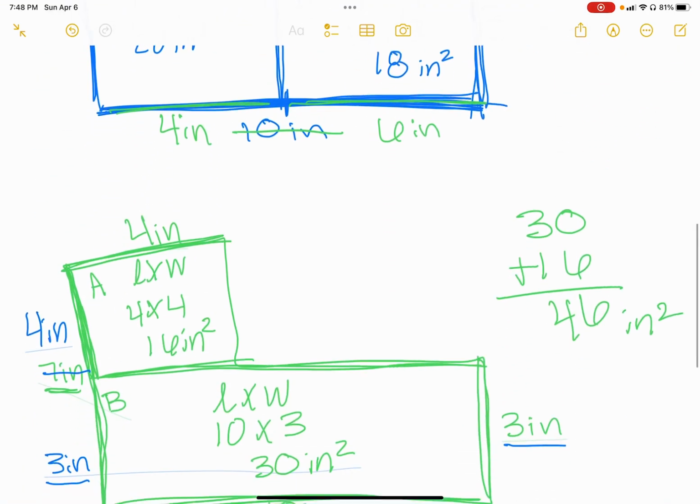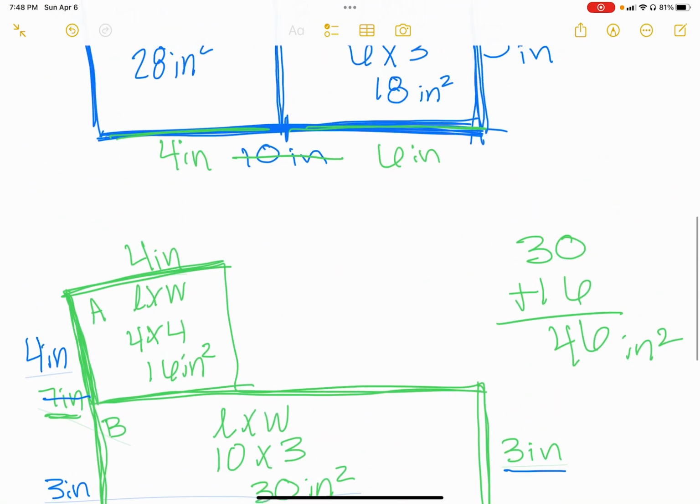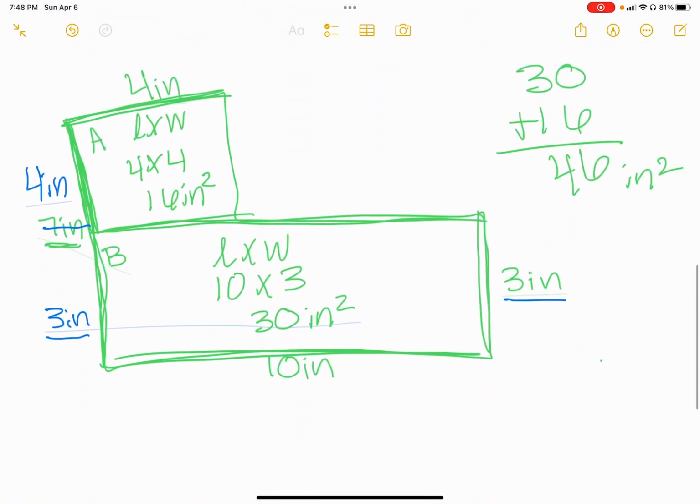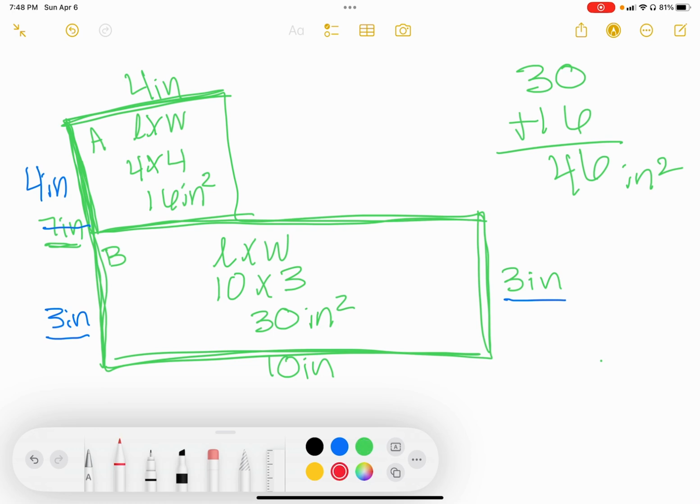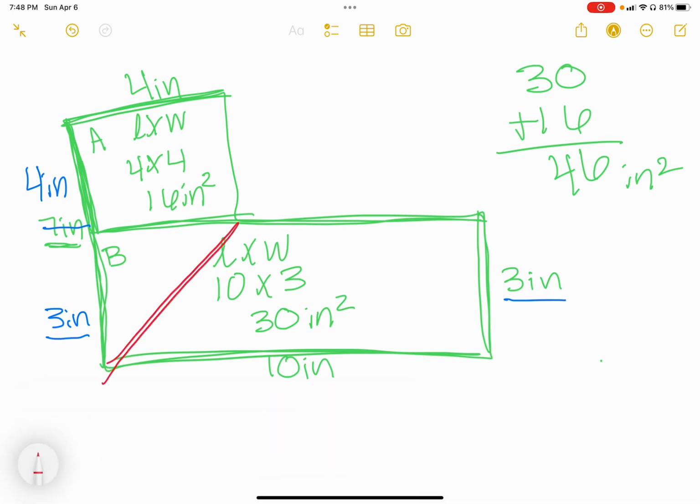I showed you both ways to show you there is almost always two different ways to split up those shapes. Now, you do not want to split them up diagonally like I showed you earlier. You do not want to do that because that does not give you two rectangles. Okay, so there you go.